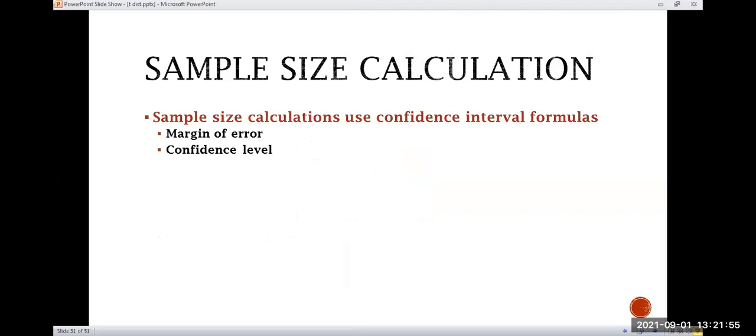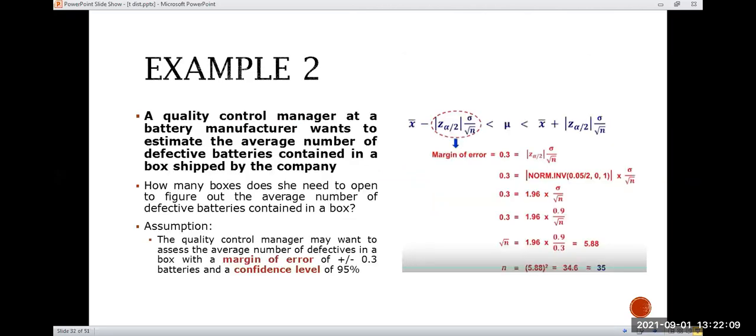For sample size calculation, you use confidence interval formulas involving the margin of error and confidence level. Based on these formulas, you calculate your n value. Now we are going to see the second example. This is how your calculation will run if you do it manually, but we will do the same thing in Excel and derive the same answer of 34.6, which is rounded off to 35 boxes.